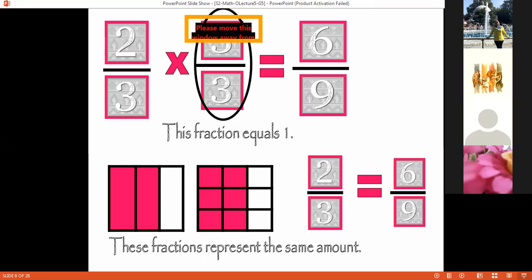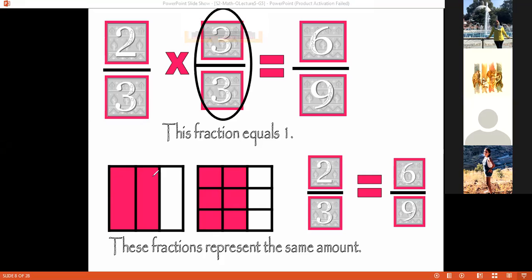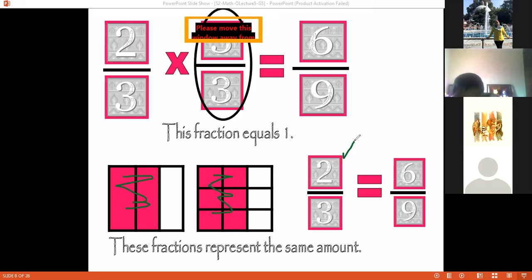Look at the second box. Into how many parts is it divided? 9. How many are colored? 6. So do you agree that those parts are the same as those parts? Yes. Do they express the same amount? Yes. That's perfect. So we say that 2 over 3 is equivalent to 6 over 9.